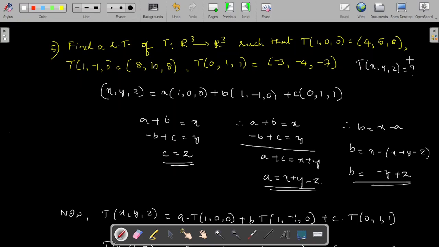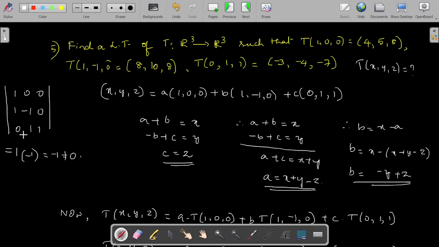So first you have to see whether these vectors 1 0 0, 1 minus 1 0 and 0 1 1 are a basis. How to check whether three vectors in R cube form a basis or not? You have to find the determinant formed by those vectors as the rows of the matrix. Now find the value of the determinant. 1 into minus 1, the rest are all 0, which is equal to minus 1, not equal to 0.